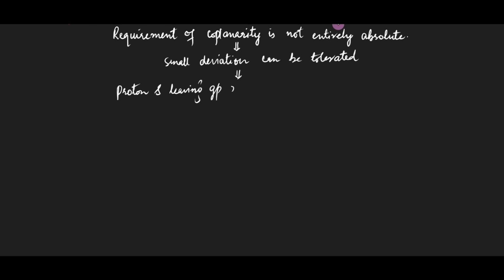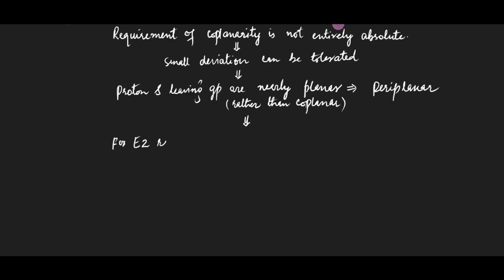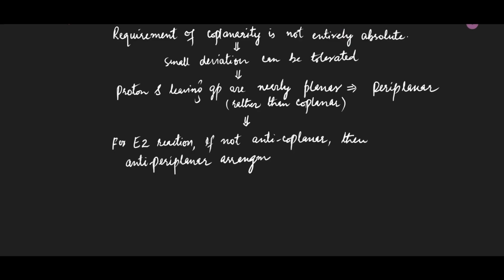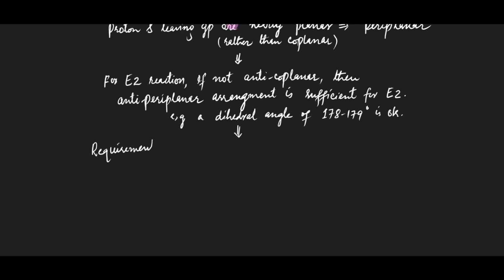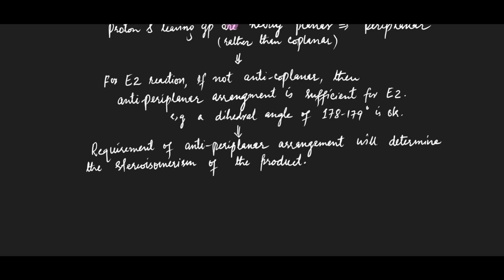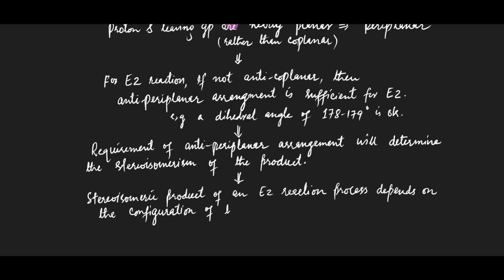If proton and leaving group are nearly planar rather than being exactly coplanar, it is called periplanar. Thus, for E2 reaction, if the groups are not exactly anticoplanar, then anti-periplanar arrangement is sufficient for E2 elimination. For example, a dihedral angle of 178 to 179 degrees is okay. This requirement of anti-periplanar arrangement will determine the stereoisomerism of the product. In other words, stereoisomeric product of an E2 reaction process depends on the configuration of the starting alkyl halide, hence making this stereospecific.